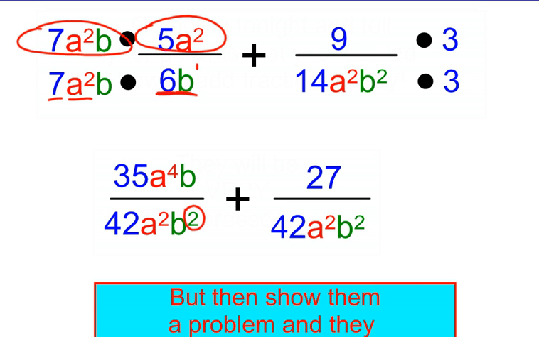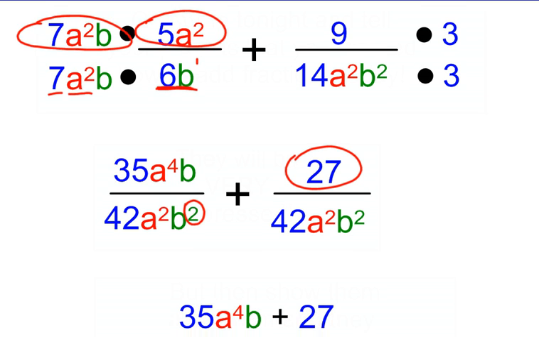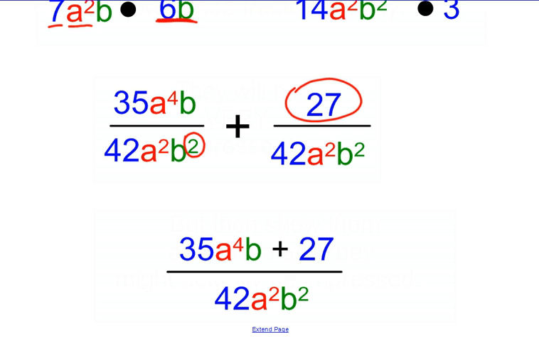My other fraction, I had 14a squared b squared. So really the only thing that changed was my number. My variables did not change at all, which means I wouldn't multiply by a variable. 14 times 3 makes 42. So then I just took the numerator times 3, and that's where this 27 came from. So now my answer is just combining them together. Hopefully that made sense to you. That was us adding and subtracting with monomials in there. Next we're going to do binomials and trinomials, so keep an eye out for that.